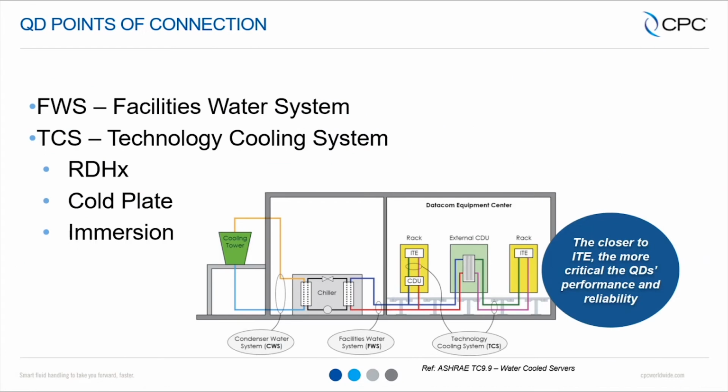Within a data center or other electronics cooling system, there will typically be two fluid circulating loops with a CDU barrier, a coolant distribution unit barrier between them. On the facility water system side, or FWS, there may be fewer connections, larger plumbing and fittings to support really high volumes of fluid. On the TCS, or technology cooling system side, where the IT equipment resides, the cooling architecture, such as rear door heat exchangers, direct contact cold plate, or full bath immersion, will use many more connections and require more detailed consideration around specifications. The closer to the IT equipment, the more critical the quick disconnects performance and reliability becomes.